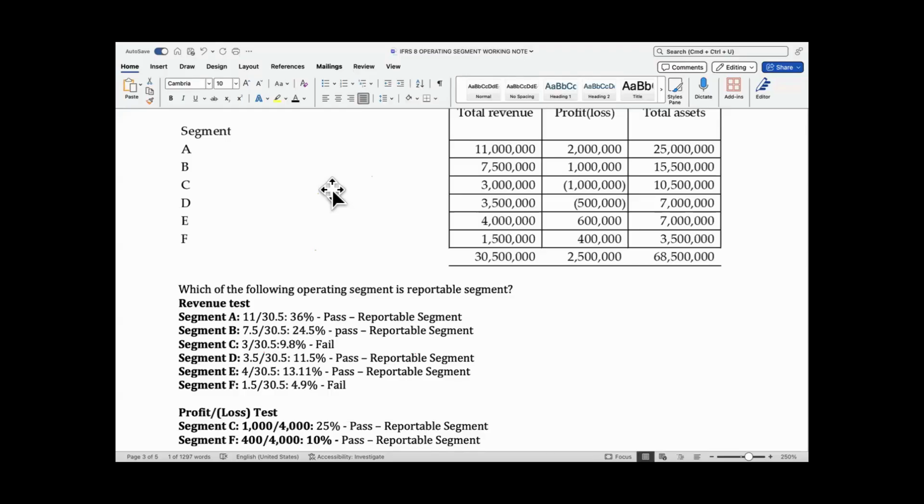You can do a note on it that following from our calculation, segments A, B, D, and E are reportable segments based on the revenue tests, and segments C and F are reportable segments based on the profit or loss test. Okay, you specify it that way. Yes.